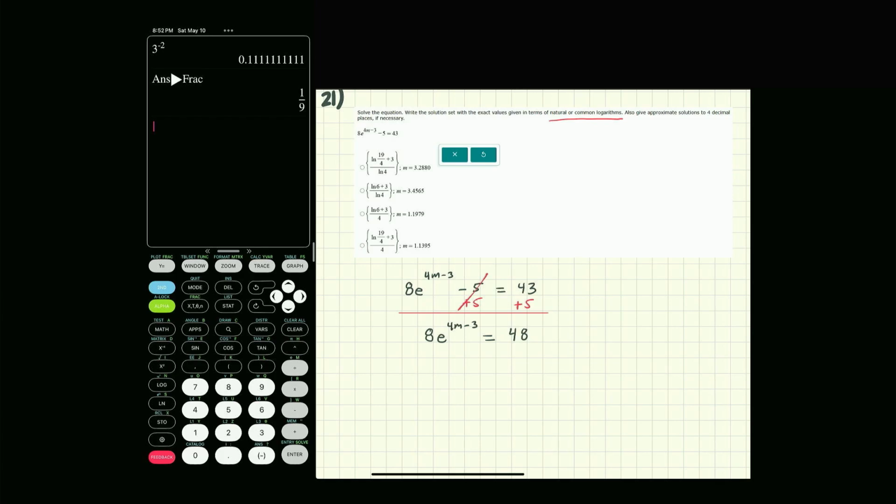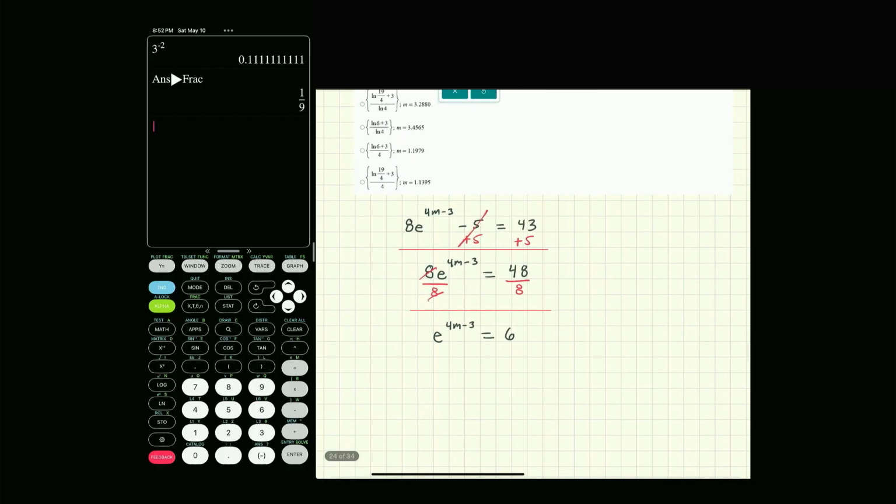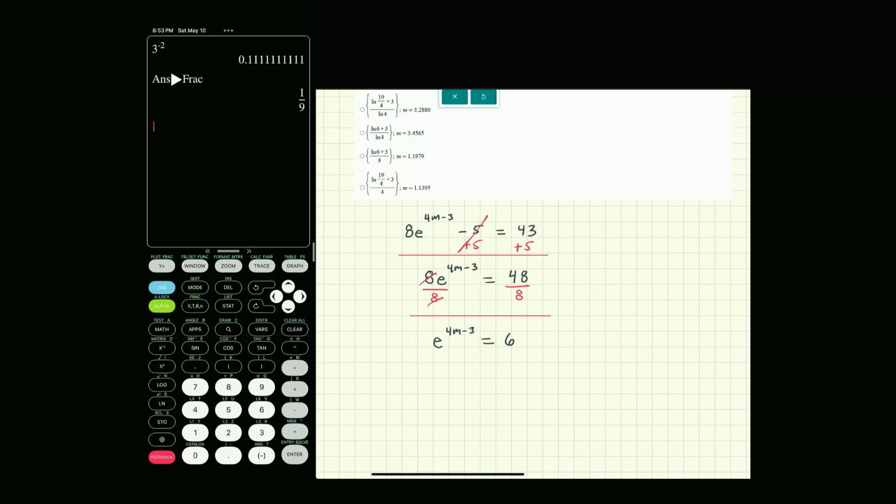Next up, we want to get rid of this 8 that's being multiplied by e. And to undo multiplication, we use division. So we're going to divide both sides by 8. Leaving us with e to the 4m minus 3 equals 6. Now that we've got the e by itself, we're ready to introduce logarithms. We can take the natural log of both sides.